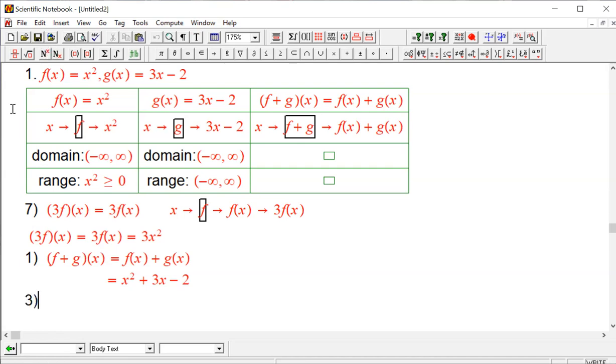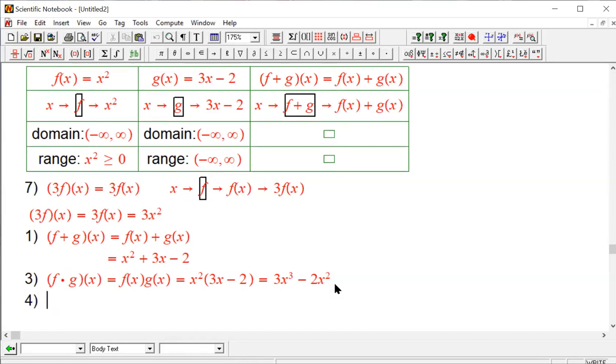Multiplication, multiplying. F multiplies G. Okay, this may be confused with composition, so be very careful about the notation. But I think most of the time, I haven't seen many confusions. So this will be f of x multiply g of x. Okay, so this is going to be x squared multiply 3x minus 2, which equals, if you wish to expand it, 3x raised to the power 3 minus 2x squared. Done.